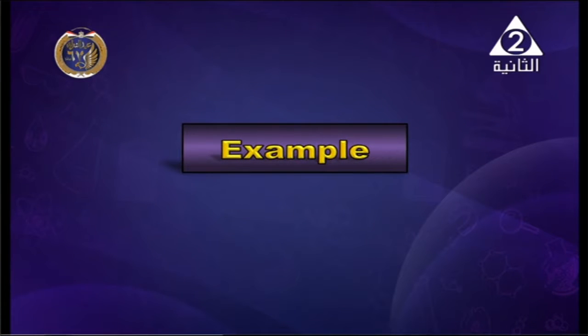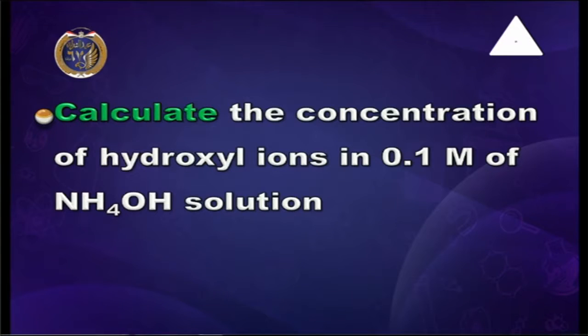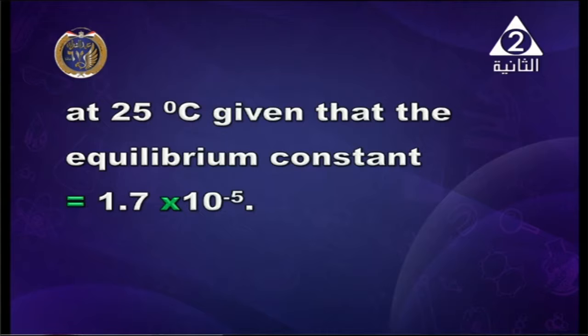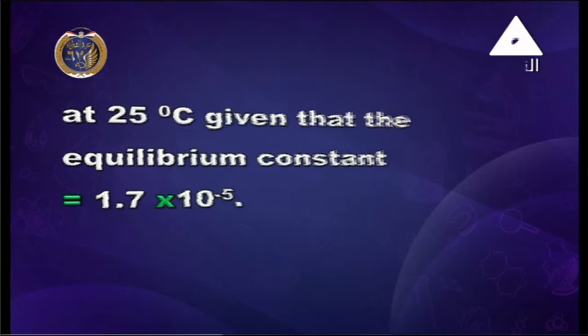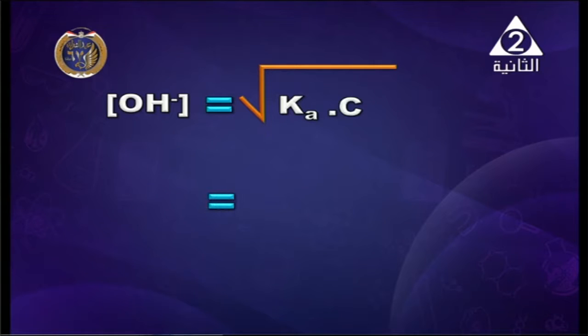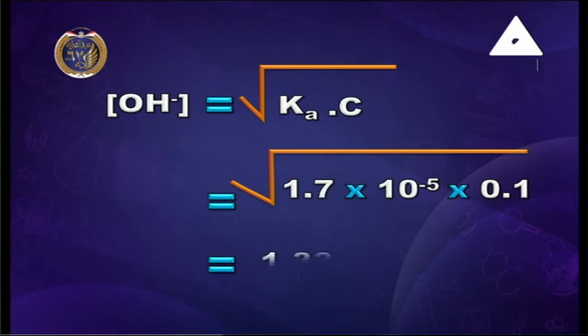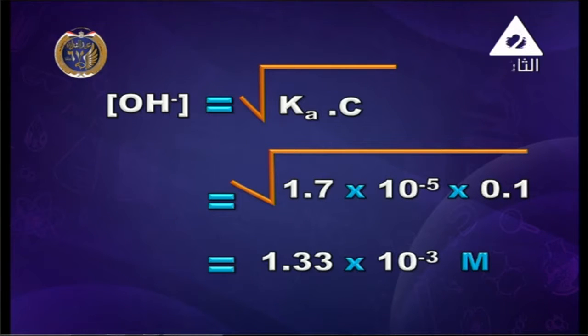We are going to discuss an example on Kb for a base. Calculate the concentration of hydroxyl ion in 0.1 molar ammonium hydroxide solution at 25 degrees Celsius, given that the equilibrium constant Kb equals 1.7 times 10 to the power negative 5. Solution: the concentration of hydroxide ion equals the square root of Kb times C, which equals the square root of 1.7 times 10 to the power negative 5 times 0.1, so 1.33 times 10 to the power negative 3 molar.